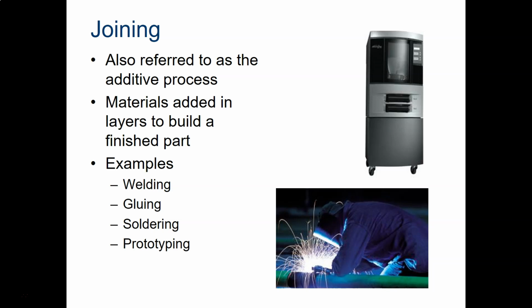Stereolithography is a rapid prototyping process that fabricates a part layer-wise by hardening a photopolymer with a guided laser beam. The joining process is also referred to as the additive process. Other examples of this can include welding, gluing, soldering, and prototyping.